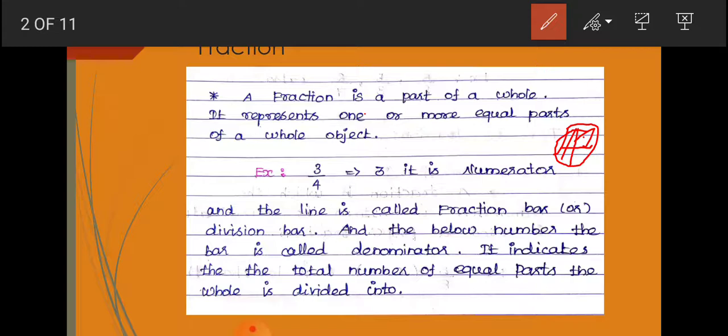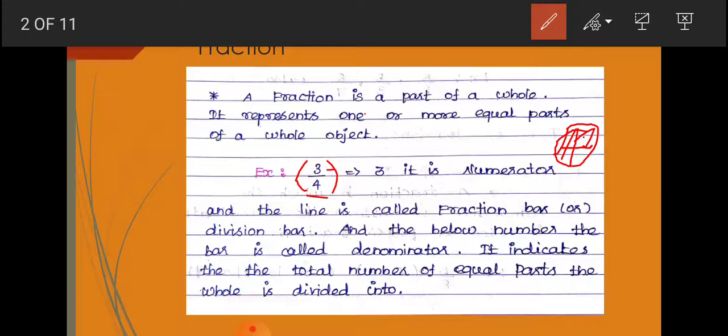Now you see, there are total how many parts here? Total 4. In these 4, how many parts are colored? Only 3 parts are colored. So this is called a fraction. What does fraction mean? 3 divided by 4 is called a fraction. So now you take first 3.